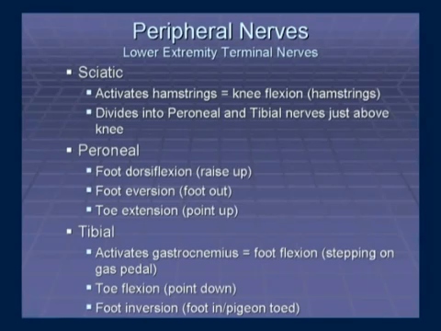The sciatic nerve will come down through the back, and it'll ultimately innervate all of the hamstring muscles except for one. The hamstrings are the main muscles that cause knee flexion. After it gets to about the level of the knee, I should have included a picture with this, but the sciatic nerve will divide into the peroneal and the tibial nerves.